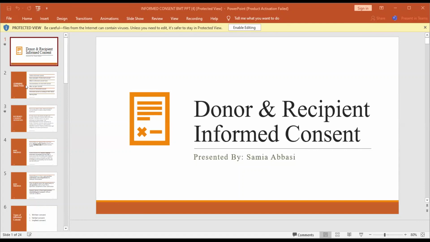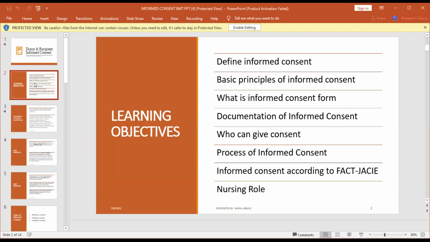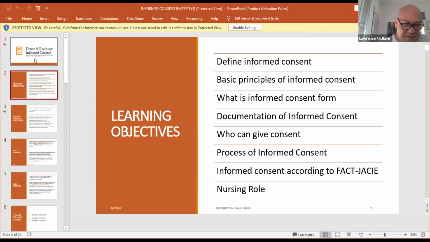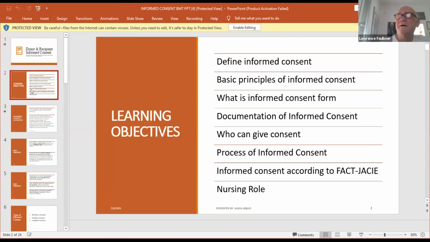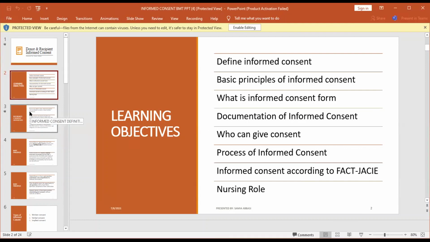Today I am here to talk to you about informed consent of donor and recipient of BMT. Samya, I didn't understand. Sorry, can you repeat? So today my topic for presentation is informed consent of donor and recipient of BMT. These are all learning objectives. I will cover these learning objectives in the next slide.